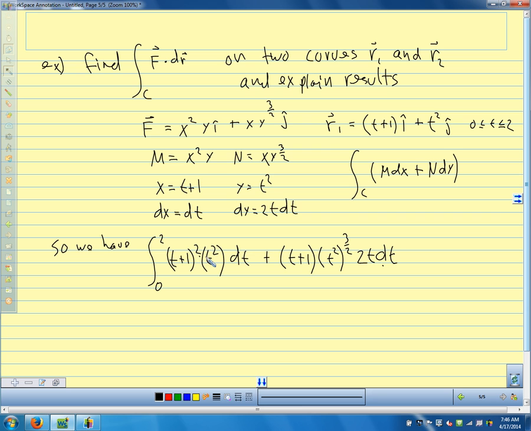So we would square this, distribute, and evaluate this in terms of t. We just end up with a polynomial integral, so power rule, and this evaluates to 256 fifths.